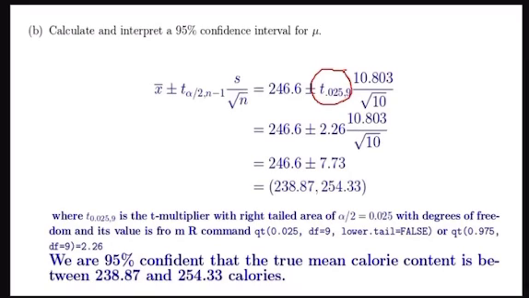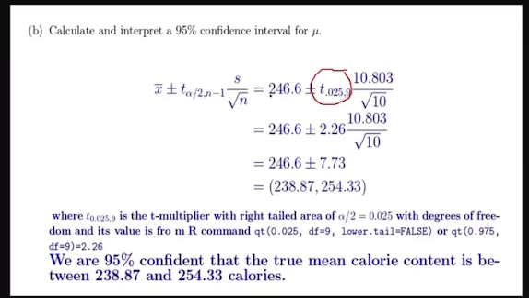Now, when you take a look at that, you're going to be wondering, if I want to get a t-score, I need level of significance. I need the degree of freedom. Now, the degree of freedom, of course, is going to be 9. You have a sample size of 10. 10 minus 1 is going to be 9.